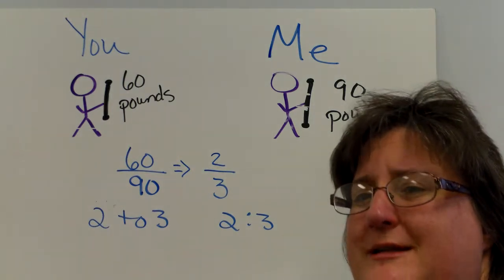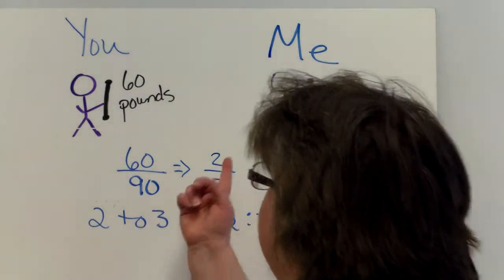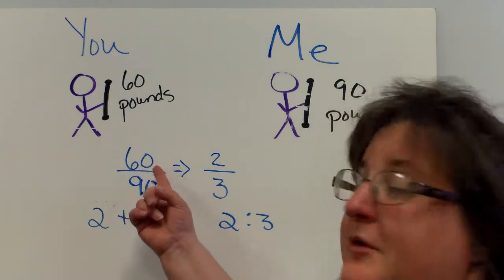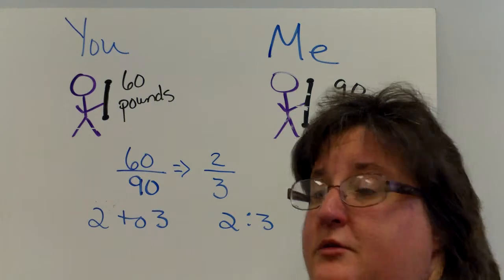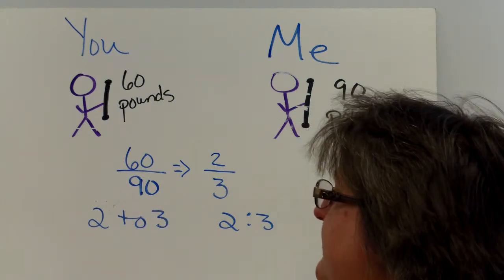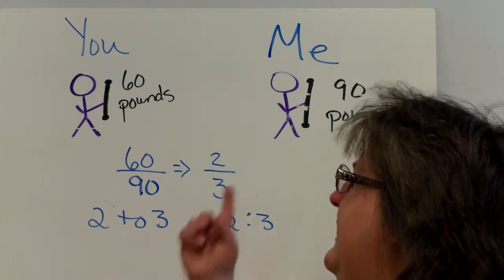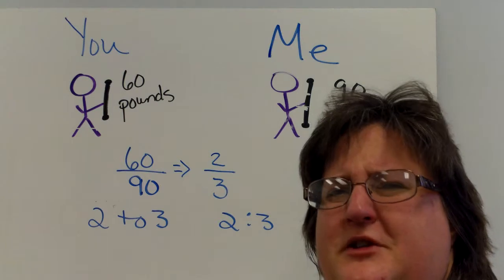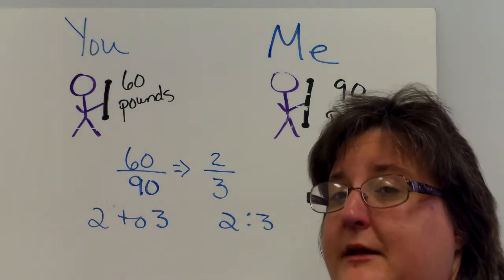But we can try to simplify that, to get a quicker number recognition. If we divide top and bottom by 30, 60 divided by 30 is 2. Divide the bottom number also by 30, you get 3. So you'd have 2 to 3. Again, you could show it as a fraction or with the word TO or with a colon.